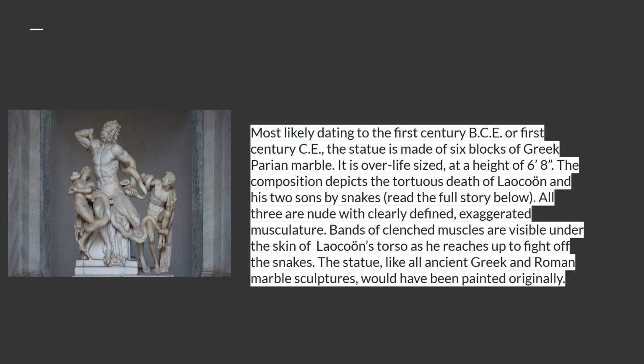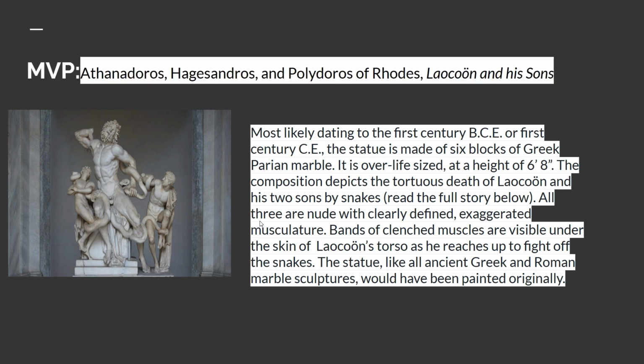As you can see here, this is a perfect example of the transition from the simple classical period to much more intense imagery and much more defined musculature and detail. A lot of work was done here to study the human body, and you can really see that. And this is also my MVP. It shows Athenodoros, Agesander, and Polydorus of Rhodes.